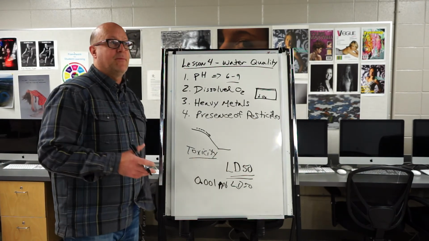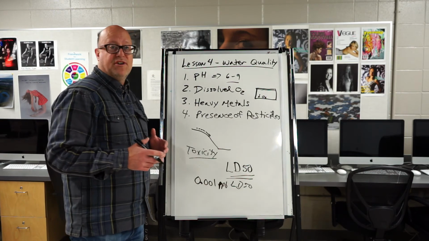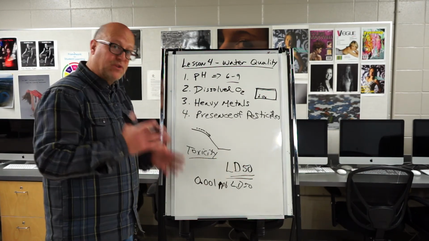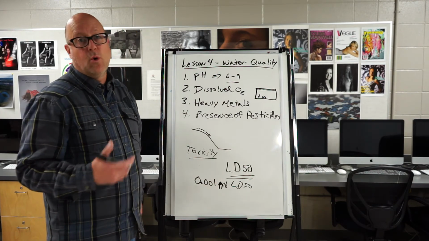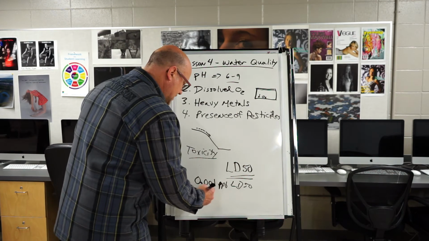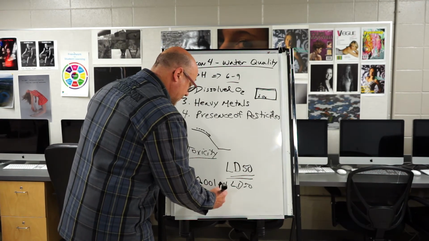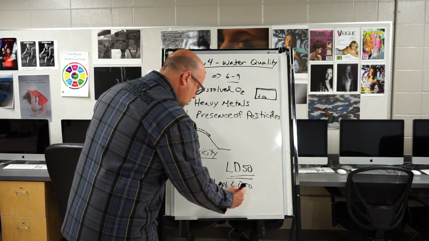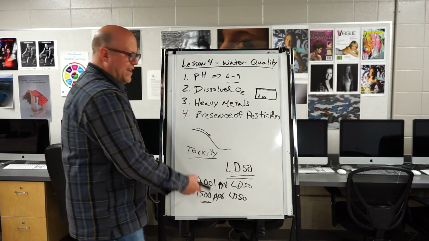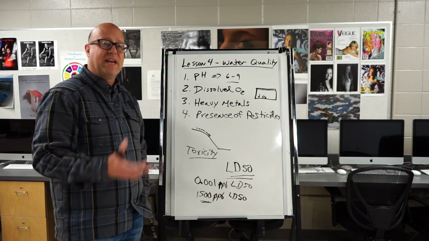So let's say, for example, you had 100 fish living in the area, and that concentration caused the death of 50% of the fish. That's a very, very low LD50. But if you had an LD50 of, let's say, 1,500 parts per billion, well, that's a chemical that's much less dangerous, because you need so much more of it to kill the same amount of the population.